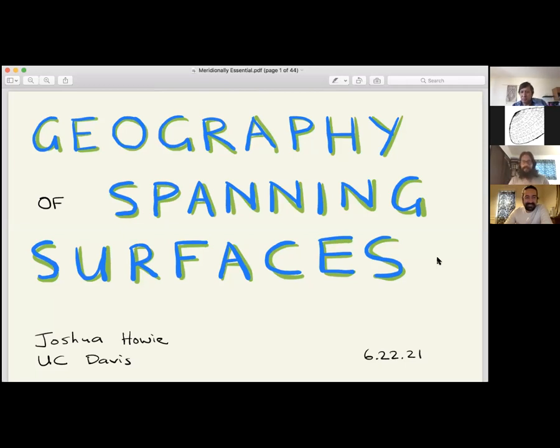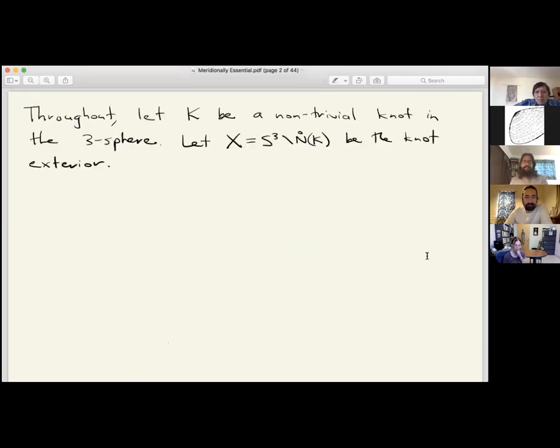So I'm going to tell you all about spanning surfaces for knots in S3. Hopefully a lot of you were watching Hans Boden's talk a little earlier this afternoon, where he did me a great service and introduced a lot of these concepts in a lot more detail than I was going to. Okay, so we're going to be looking at knots in the three sphere.